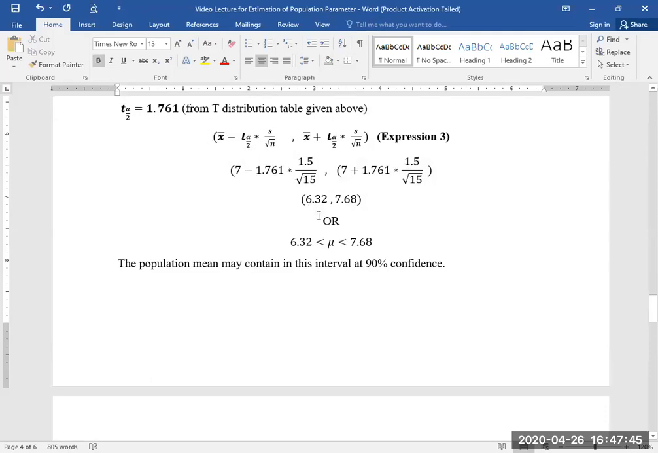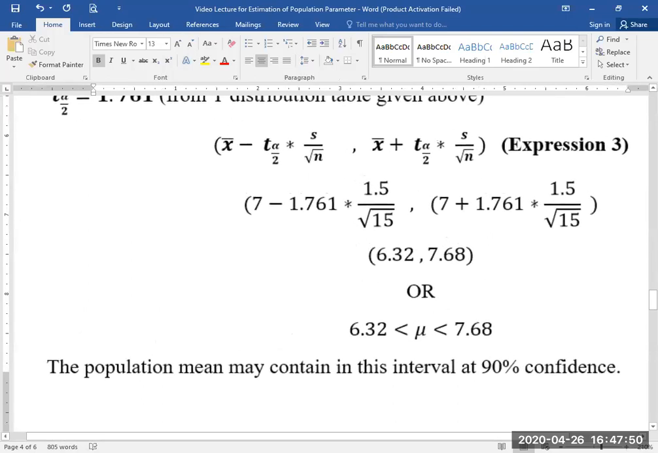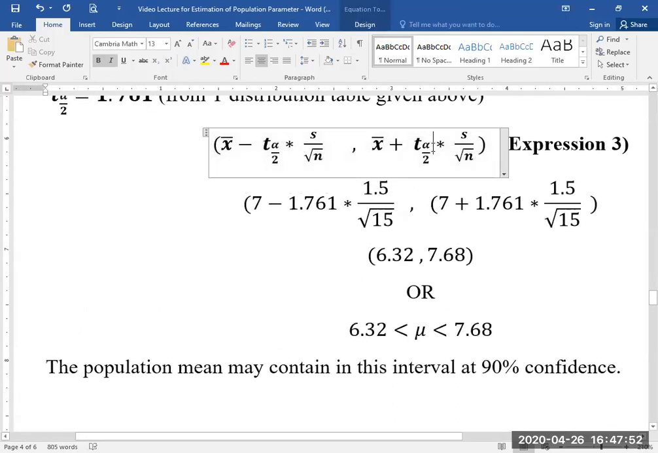Okay, students, in this example, as we are using the t distribution, the z score is replaced by the t score, t alpha by 2. And students, there is s, because the standard deviation of the population is not given, so we use s, and the sample is approximately normally distributed. Students, all calculations are the same.